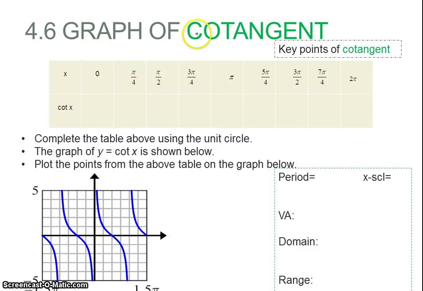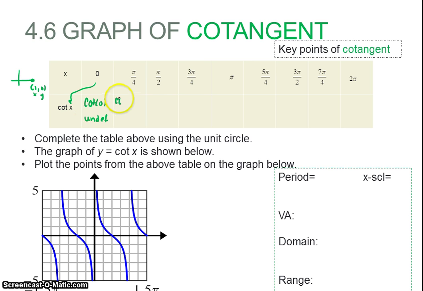Okay, so class, now we are moving on to graphing cotangent. So we have a table of values that we're going to plug in for our x value, so our angle. So first we're going to find cotangent of 0. So at the angle 0 on the unit circle, the coordinates are 1, 0, and on the unit circle, cotangent is the x over the y coordinates, and so it is undefined.